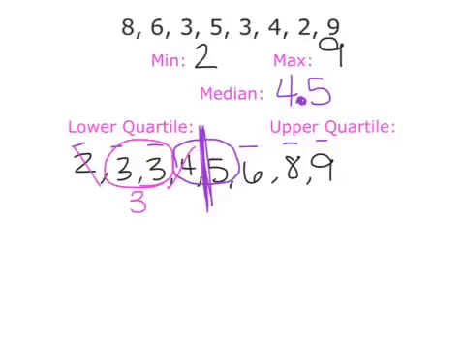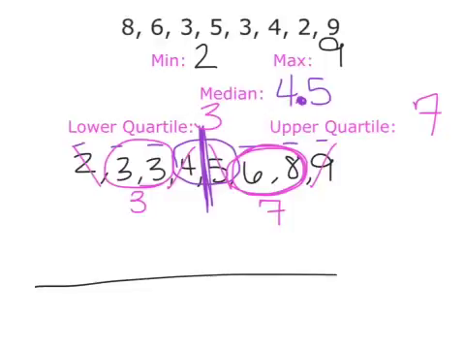And do the same thing on my upper quartile. So mark out 5, mark out 9. That leaves me 6 and 8. Well, right in between 6 and 8 is 7. So that gives me my lower quartile of 3, my upper quartile of 7, and I am ready to graph. Same thing as last time. Draw your number line. It needs to be at least 2 through 9, but it can be longer, so I'm going to try and go 1 through 10.